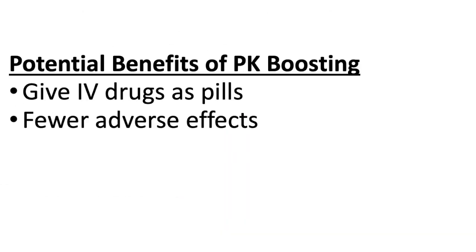Together, we've seen that there are potential benefits of inhibiting drug metabolism, including the ability to give IV drugs as oral pills, and the ability to decrease variability between different patients, which could result in fewer patients experiencing adverse effects. And if we're administering significantly less drug, up to a 9-fold dose decrease, we could potentially decrease cost for patients, which could be very significant for drugs like ibrutinib that cost patients over $100,000 per year.